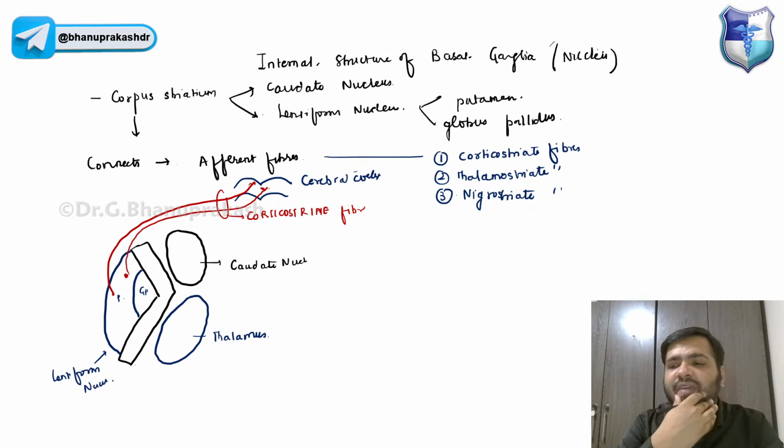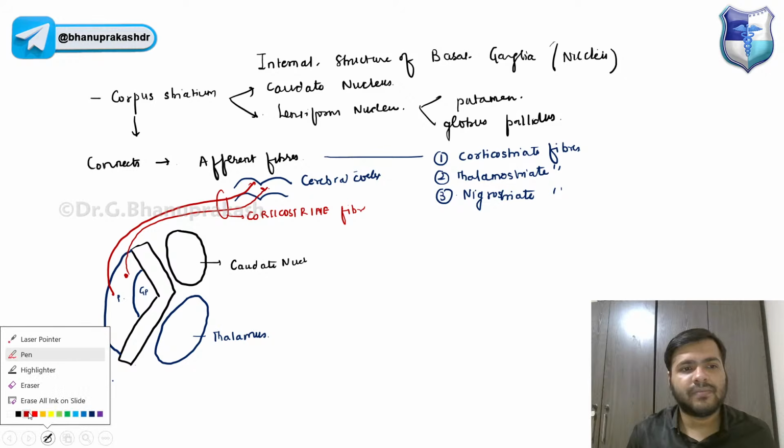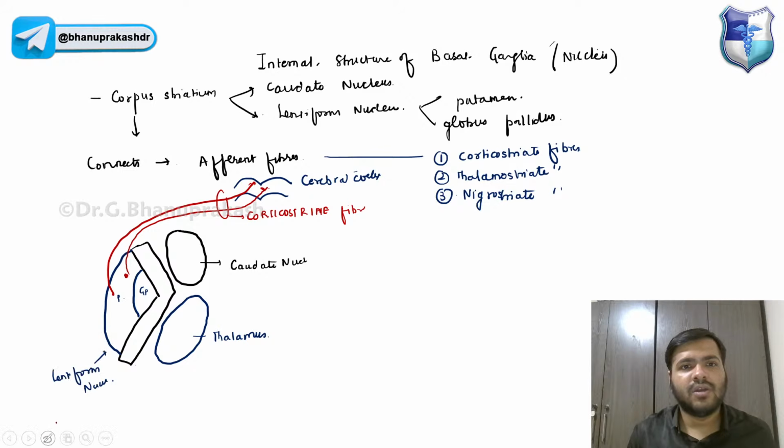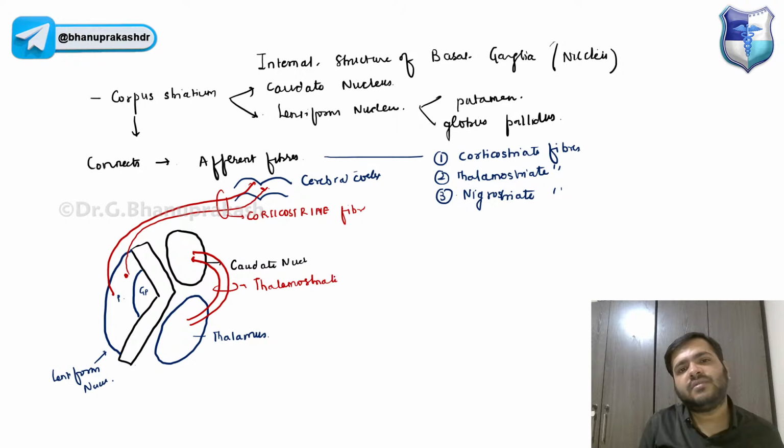Now, from the thalamus, you already know this, we have the fibers which will be going to the caudate nucleus. We have the fibers going onto the caudate nucleus, guys. So these fibers are called thalamostriate fibers. Now we also have fibers coming from the midbrain.